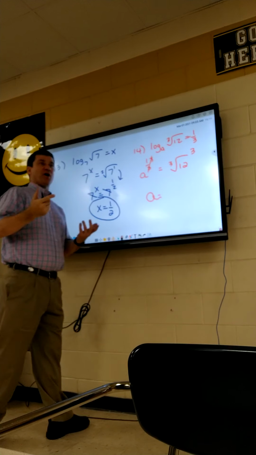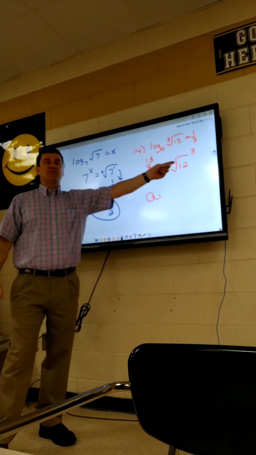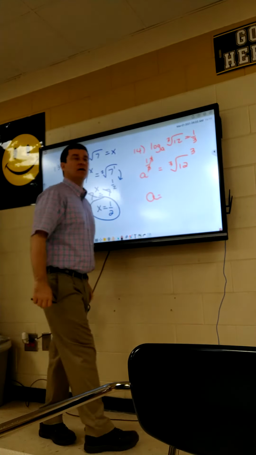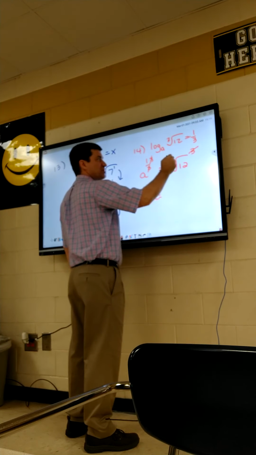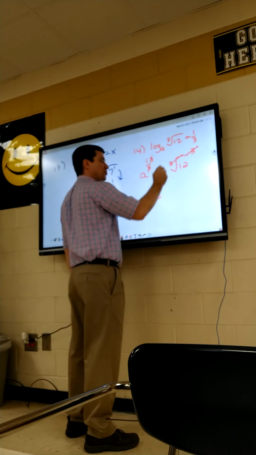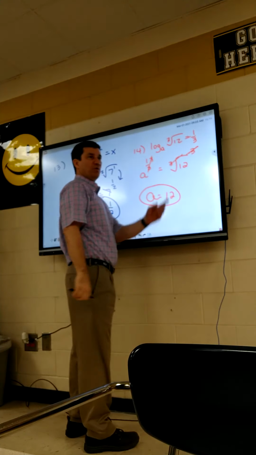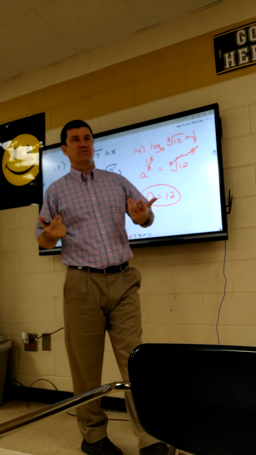Now, I showed y'all a trick Friday. We don't even have to type this one in the calculator. Why? Because the cube root, the cube cancels out the cube root, and you can just bring down 12. When the numbers are the same, they cancel out.